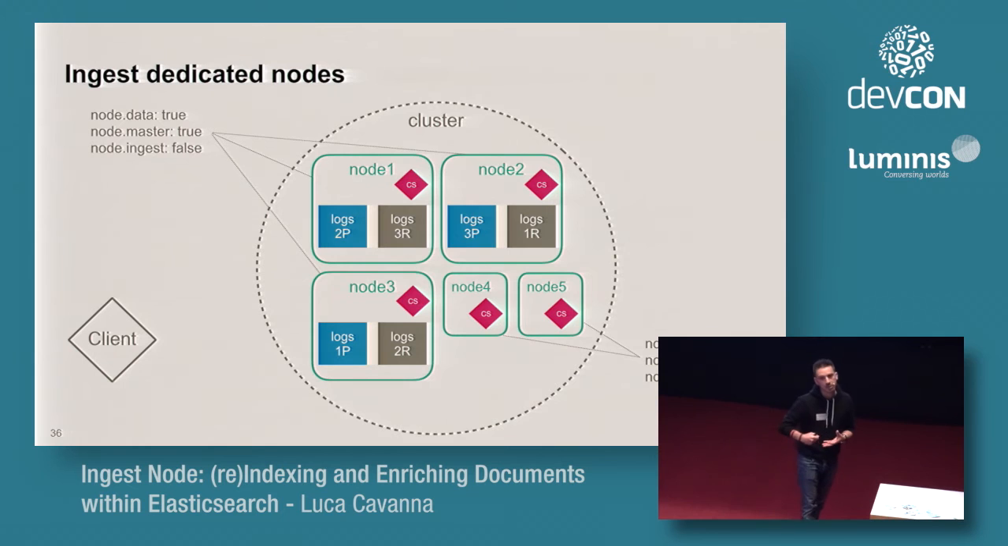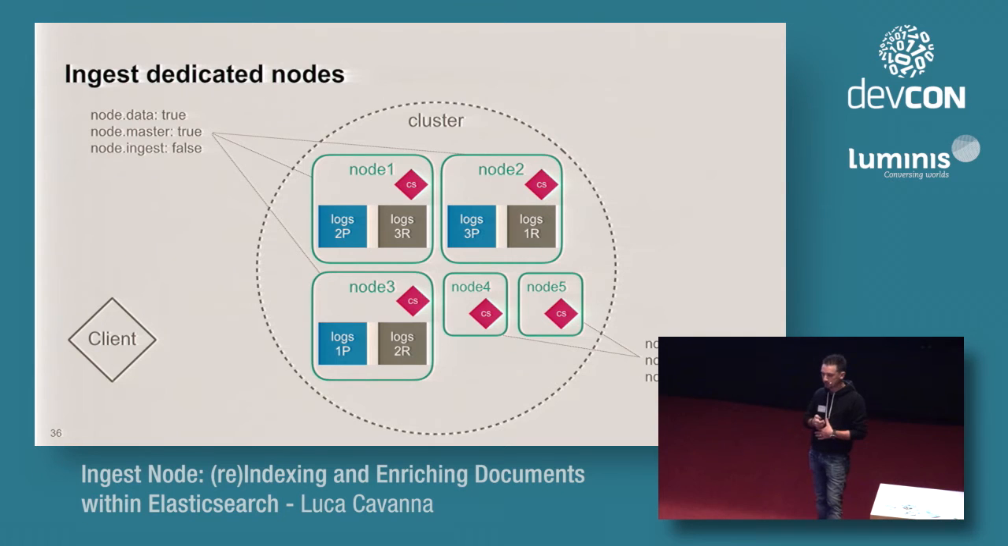And then you have another set of nodes, which are the 2 nodes that we have new now, node 4 and node 5. Those nodes will be ingest dedicated nodes. So in their configuration, you would say node.data false, node.master false, because they are not master eligible. They cannot hold data. And they will be there only to run ingest pipelines. That's the only thing they will do, apart from coordinating requests if you send requests to them.